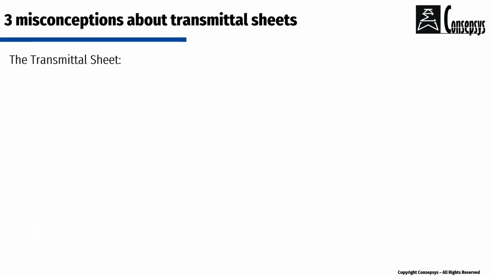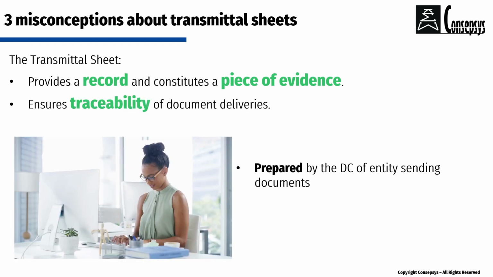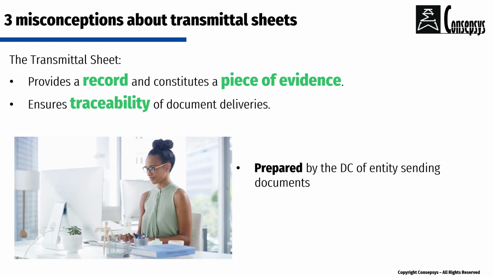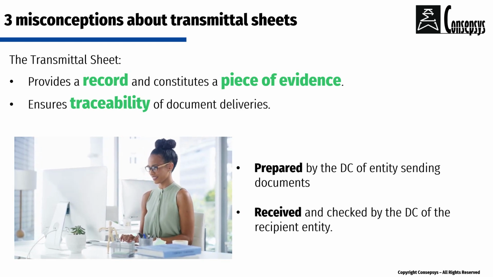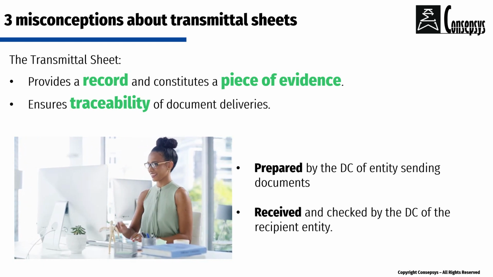The transmittal sheet provides a record and constitutes a piece of evidence. It ensures the traceability of document deliveries. It is prepared by the document controller of the entity sending documents, and it is received and checked by the DC of the recipient entity.